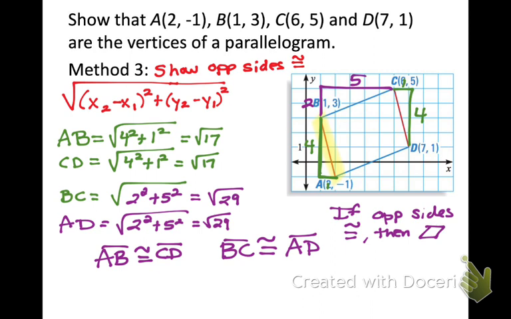Okay. If you are using the slopes, you do need to make sure that you say something like AB parallel to CD, BC parallel to AD. The midpoints, you don't really have to show anything in there, other than that they're the same points. For this method, you do need to show AB is congruent to CD, BC is congruent to AD. Okay? All right, flip on to the back.